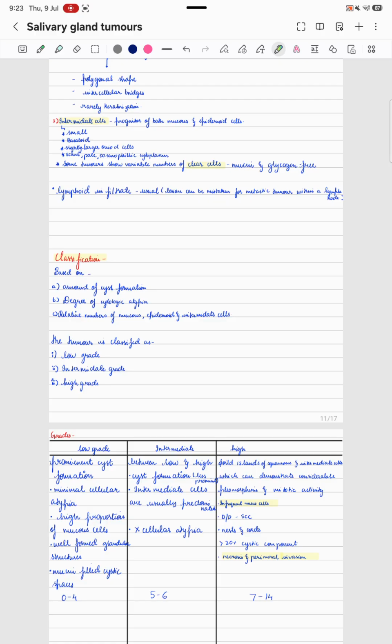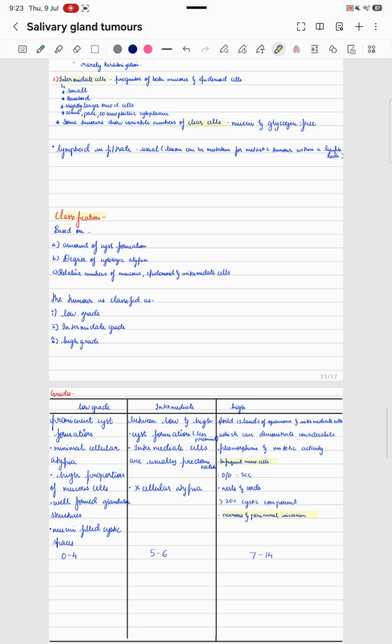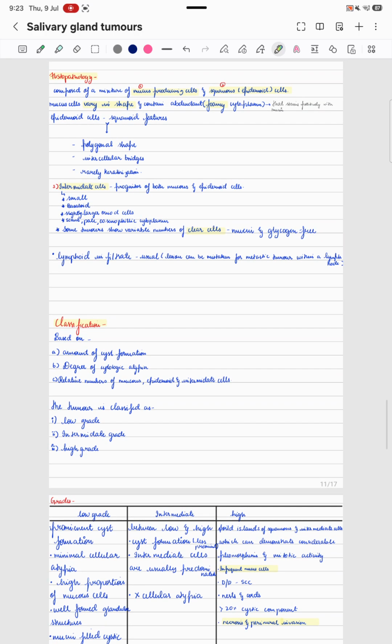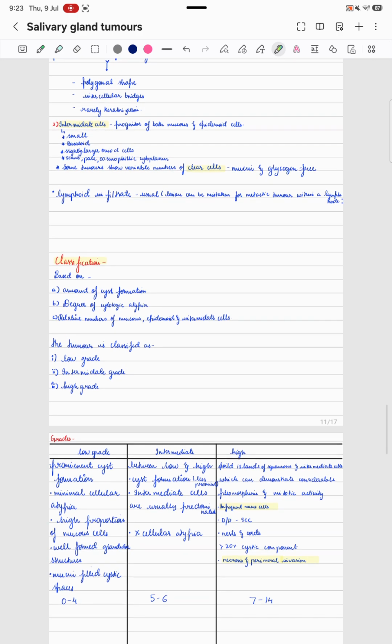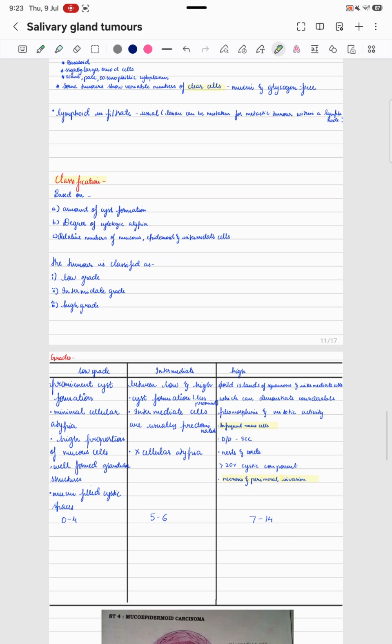Now coming to the intermediate cells, they are also known as the progenitor cells for both mucous and epidermoid cells. These are small, basaloid, slightly large ovoid. So these intermediate cells are a type of columnar cells that we spoke about. These cells are progenitor for both mucous and epidermoid cells. They could be small, round, oval, basaloid.